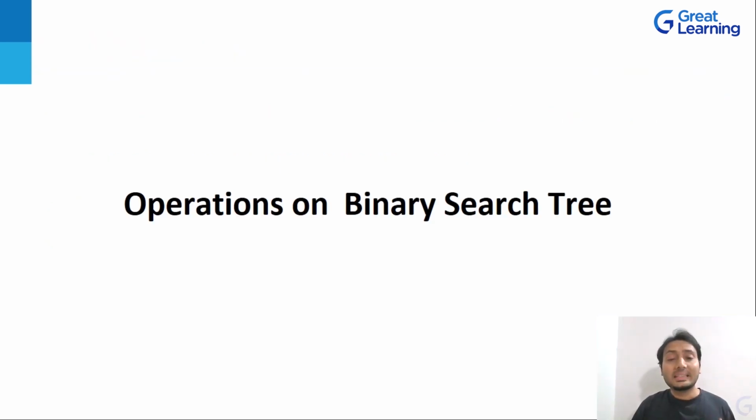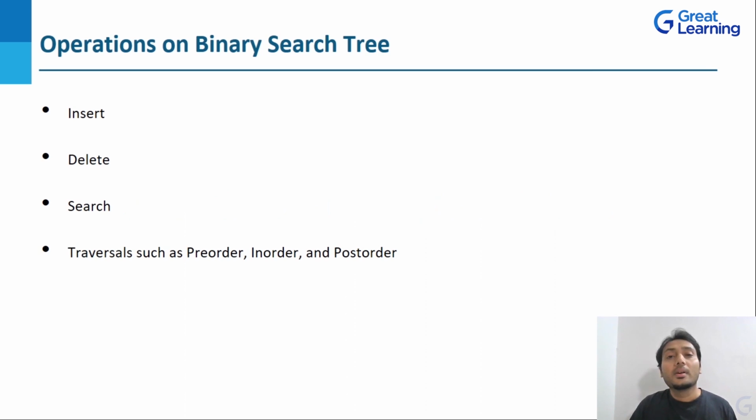Now we are in our next topic, which is operations on a binary search tree. Here we'll try to understand the different types of operations you can perform on a binary search tree. The first one is insert, then delete, then search obviously, and then traversals such as pre-order, in-order, and post-order. So let's see the first operation, which is insert.